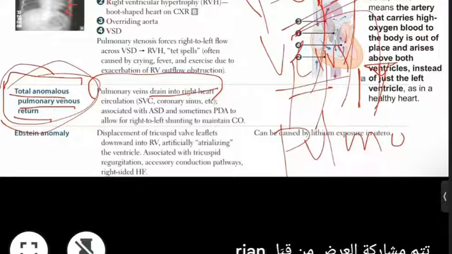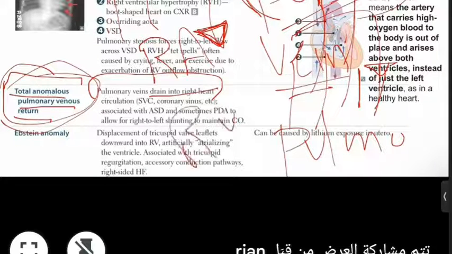Imagine that this oxygenated blood is going to the right side. It is mixed with the deoxygenated blood. You have here the superior vena cava, here the right atrium, the right ventricle, and this oxygenated blood comes to the superior vena cava. And you know that the superior vena cava carries the deoxygenated blood, the blood with less oxygen.